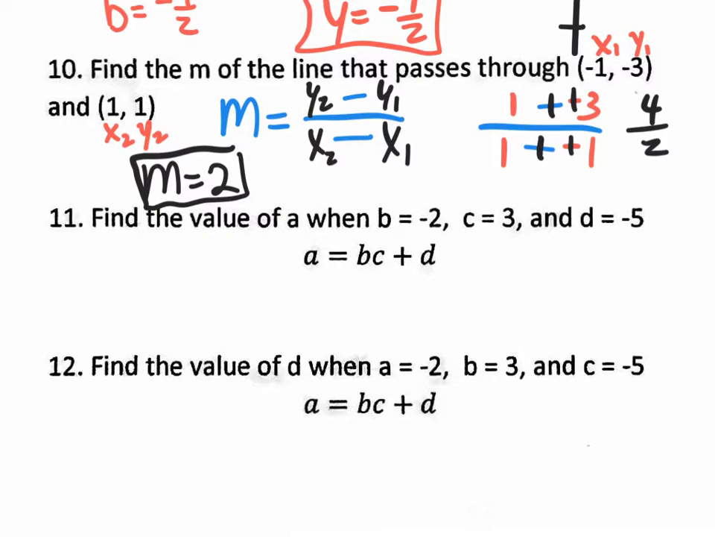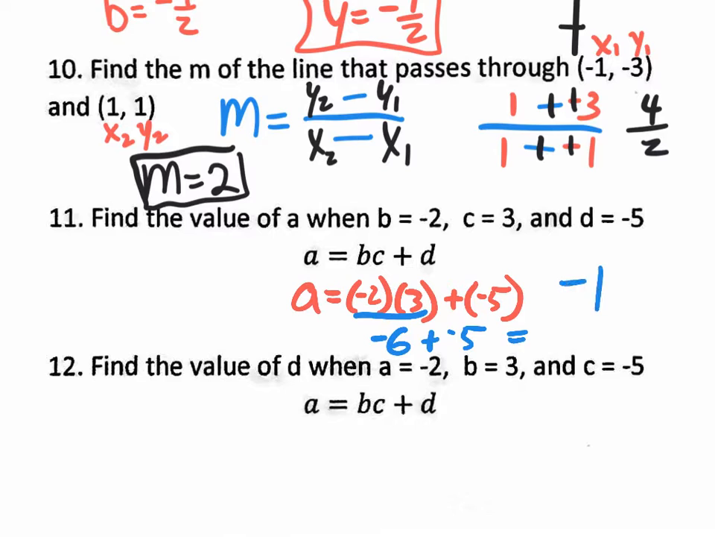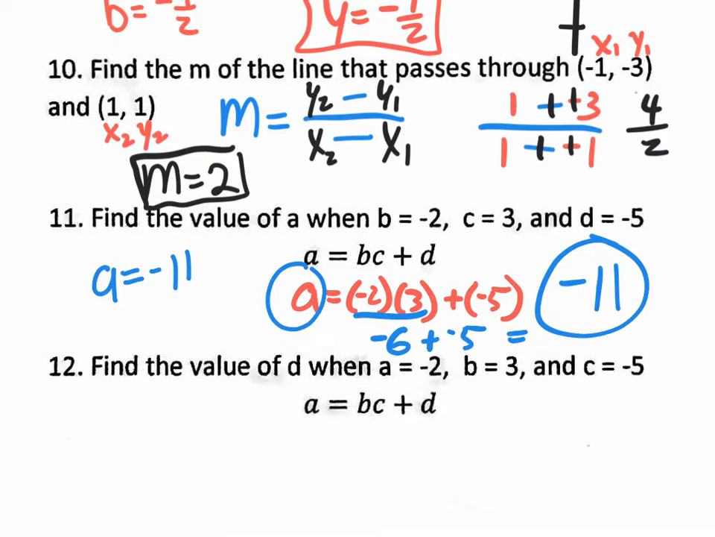Okay, number 11. Find the value of A when B equals -2, C equals 3, and D equals -5. So it's simply asking you to plug in values. So A is right here. They want you to plug in -2 for B and 3 for C plus D, which is negative 5. So PEMDAS, negative 2 times 3 is negative 6. Negative 6 plus negative 5, that will give you a negative 11 as your final answer of A. So A in this case is negative 11.